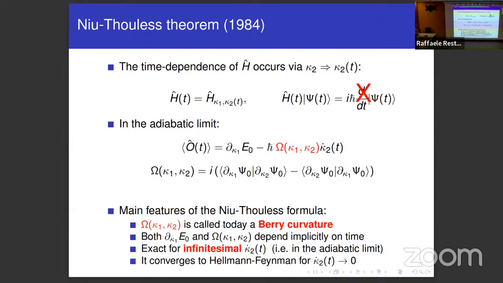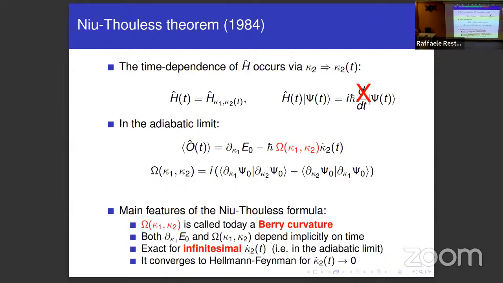So the Berry curvature is an essential quantity for the adiabatic evolution of a system. Now, both quantities here, the derivative of energy and the Berry curvature, depend on time implicitly. This result is exact in the adiabatic limit. It means it's exact when k dot is infinitesimal.